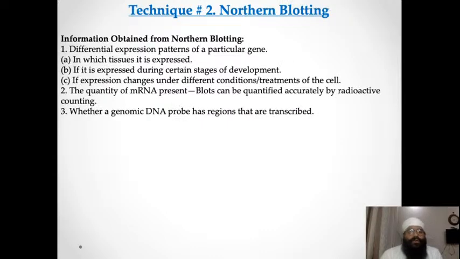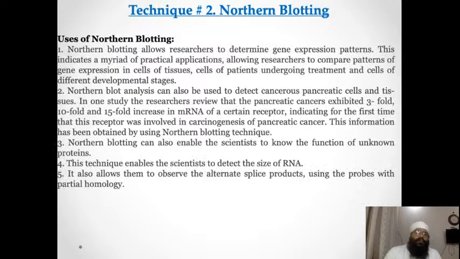So the information that you get from northern blotting is that you have a particular pattern of a particular gene, in which tissue it is expressed, if it is expressed during certain stages of development, and the quantity of mRNA present could be seen, and whether a genomic DNA probe has regions that are transcribed.